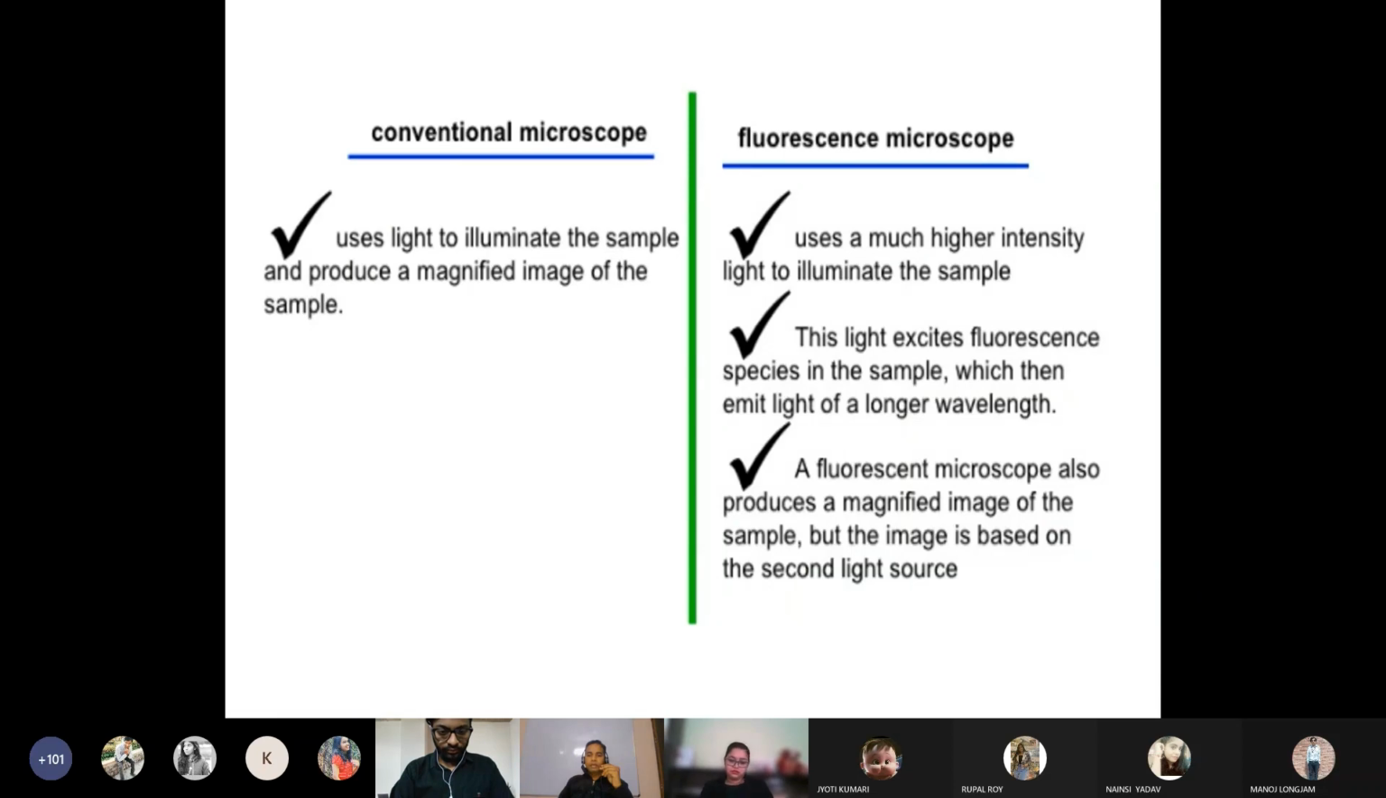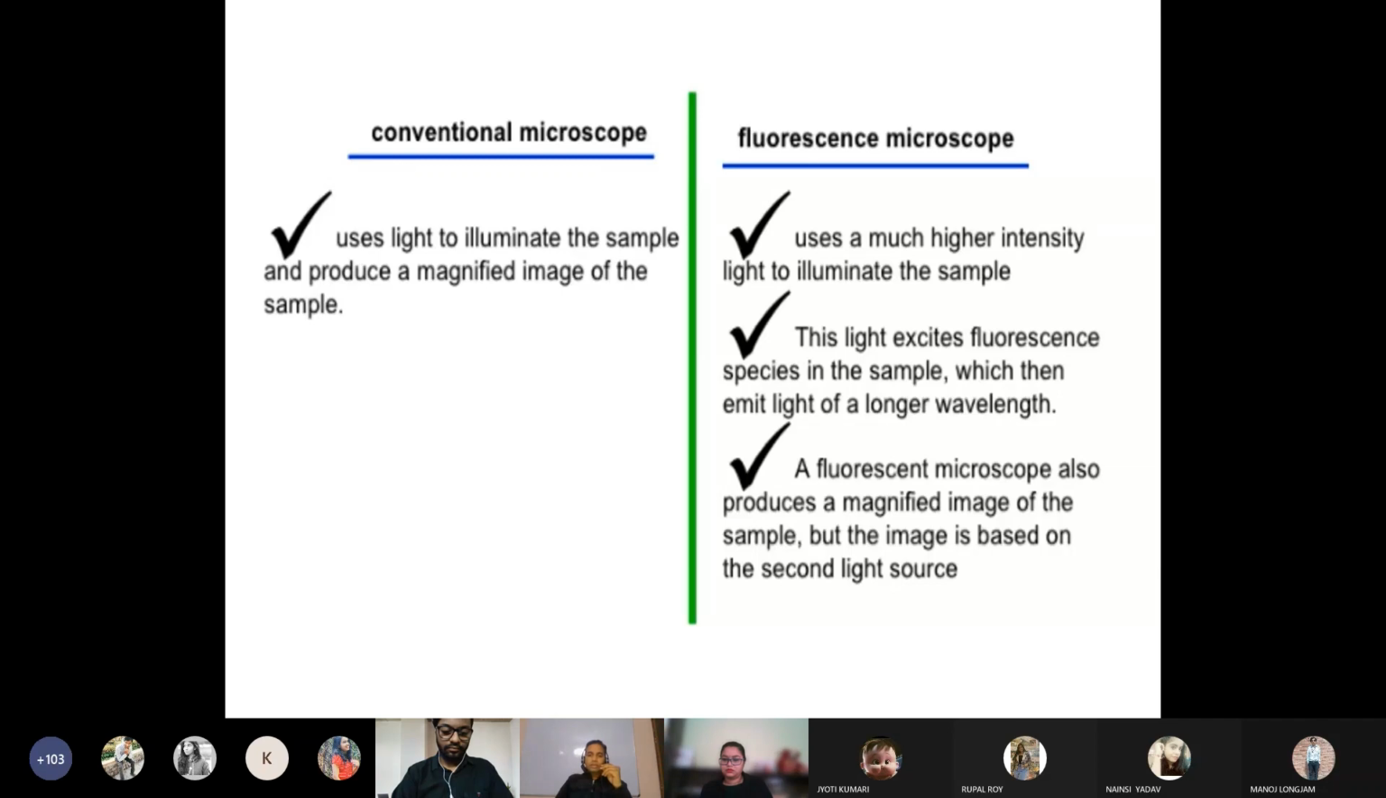You all know E is equal to h nu, or E is equal to hc over lambda. That means longer wavelength always has lesser energy. So if you hit the sample with a blue light, you may get a red light, or a red emission. That is what we capture, and we can image the object, whatever is fluorescent.